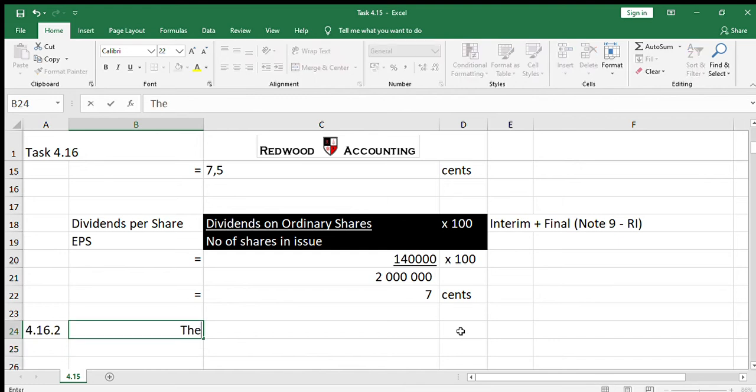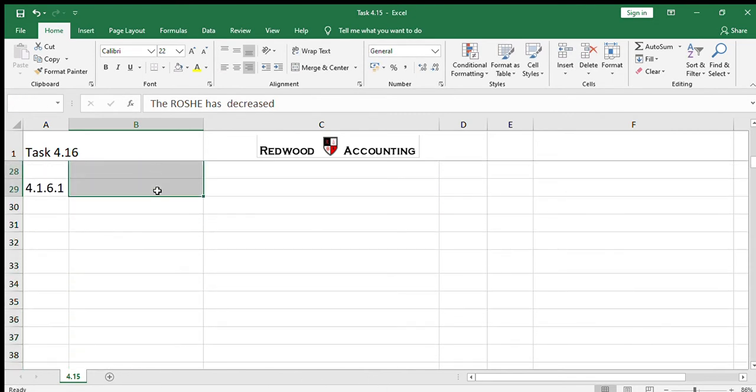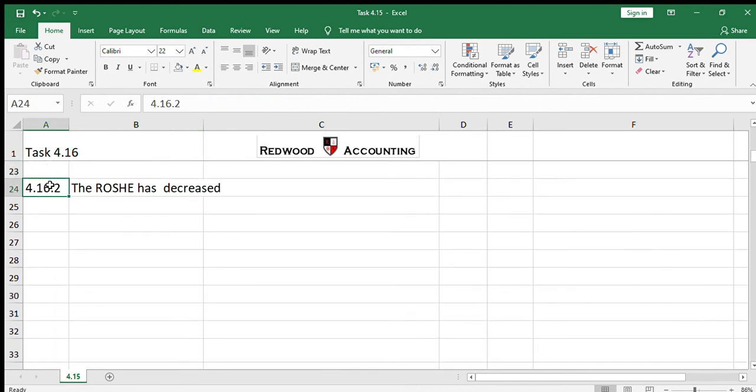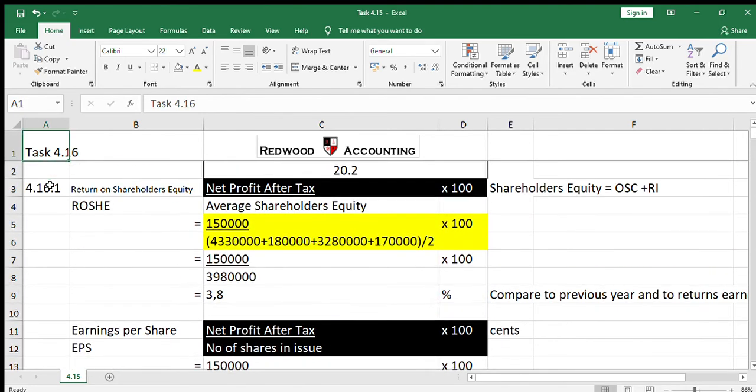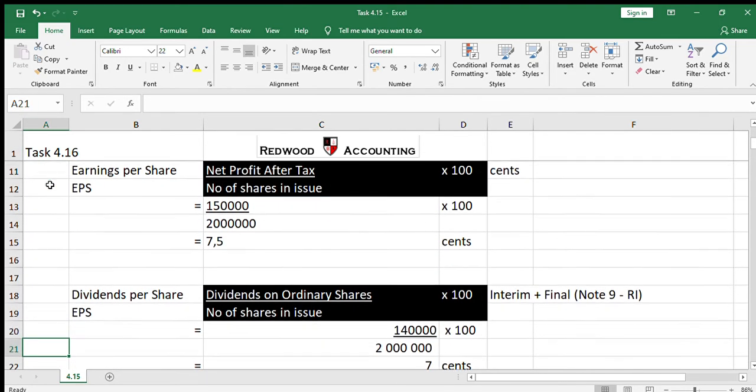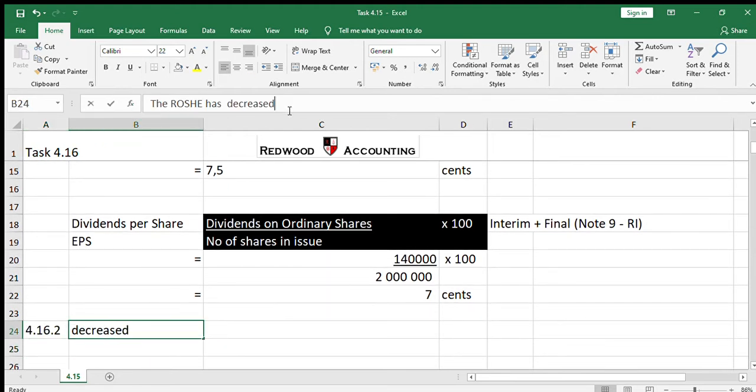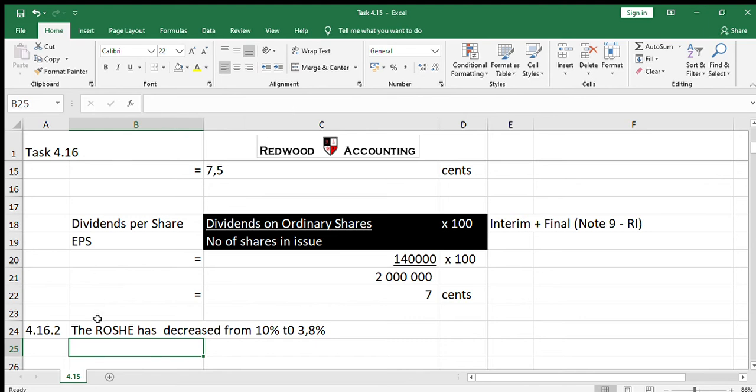We're going to say that the return on shareholders' equity has decreased. You don't just say it has decreased. You can say it has decreased from 10% to 3.8%. If you've got time, you can work out the difference. So you can say 10 minus 3.8, which is 6.2%.